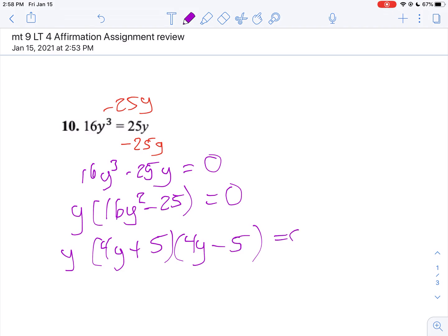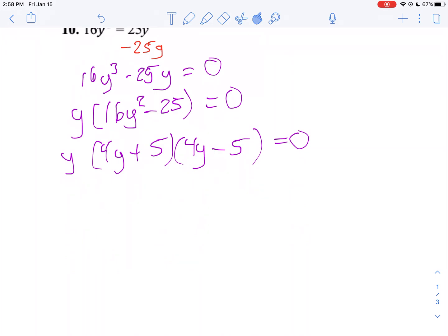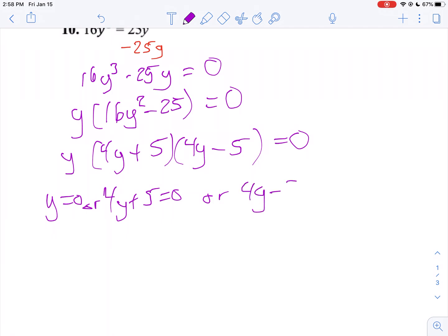Now you have 3 terms and they multiply to 0. So we're going to make each of those terms equal to 0. So the first term is y equals 0. The second term is 4y plus 5 equals 0. Or 4y minus 5 equals 0. The first term is solved for us, isn't it? Y equals 0. On the second term, I want to get y by itself.